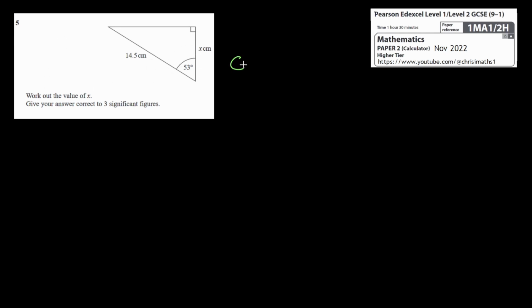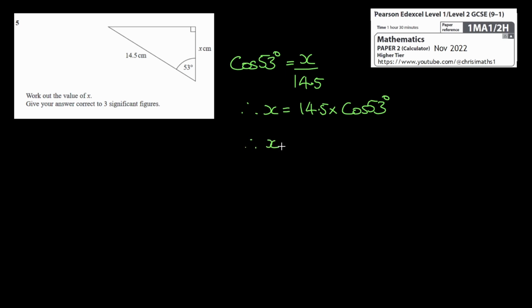So that we can say that cos 53 degrees must be equal to the adjacent, which is x over 14.5. And therefore, x is equal to 14.5 multiplied by the cos of 53 degrees. Out with the calculator, and you get an answer of x is equal to.